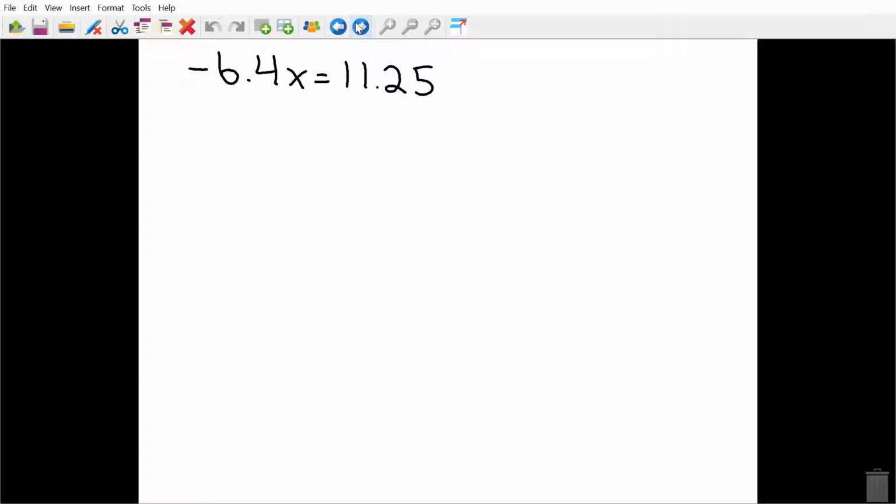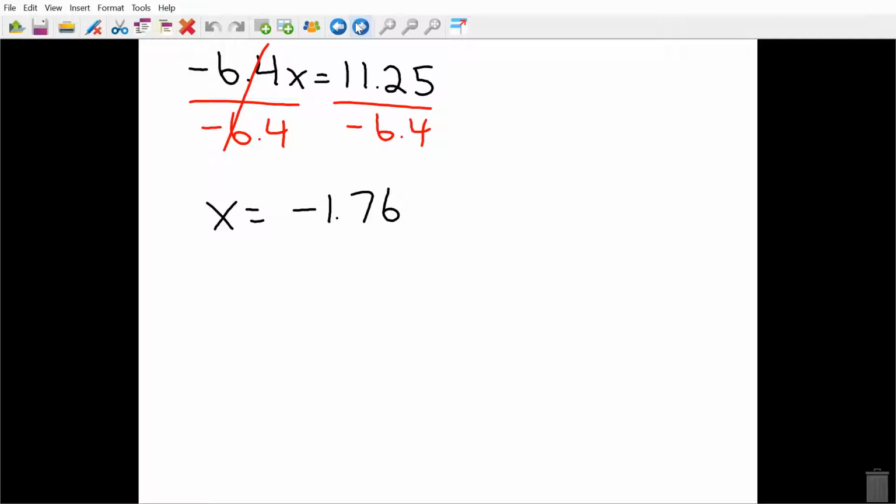The first question is negative 6.4x equals 11.25. Please pause and try now. And the answer is negative 1.76. This is negative 6.4 times x. The opposite of multiplying is to divide. You have to do it to both sides. And that will leave you with negative 1.76.